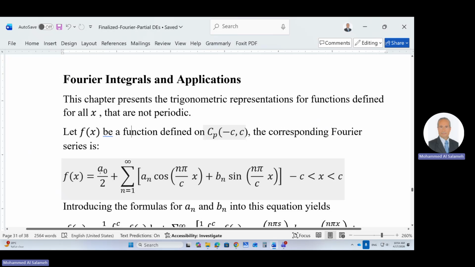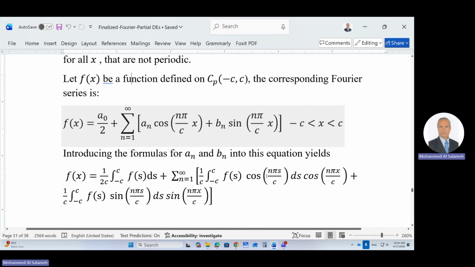f of x will be a0 over 2. This is the Fourier series with cosine and sine: a_n cosine n pi over c times x plus b_n sine n pi over c x, for x from minus c to c. And we said that the frequency is 2 pi over the period, which is 2c, so it is pi over c. And n here is the index, an integer, and x is the variable.